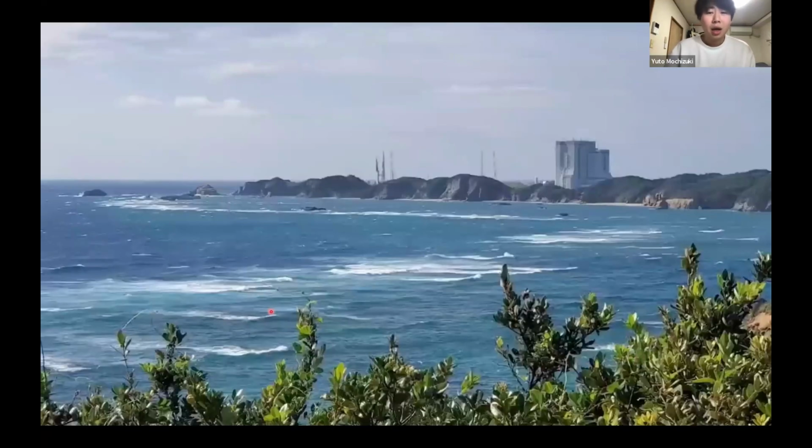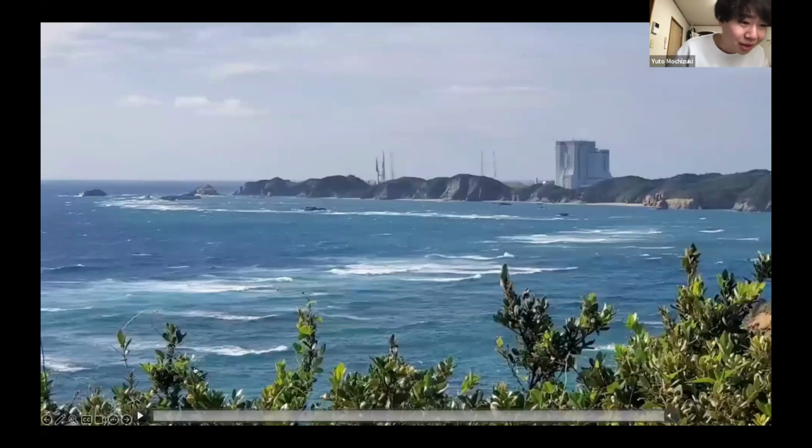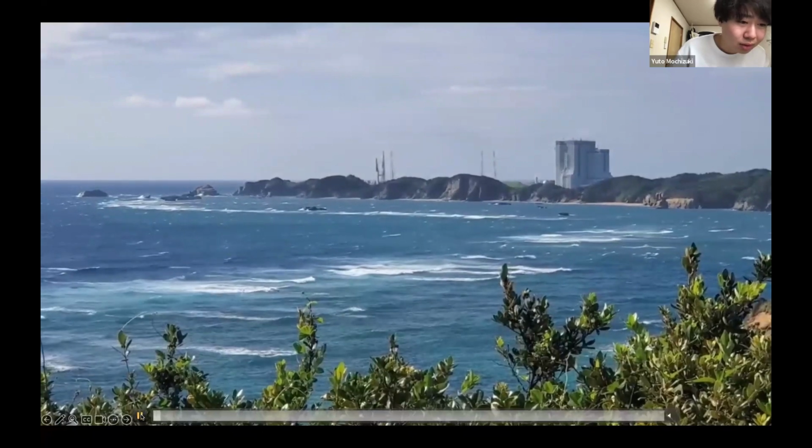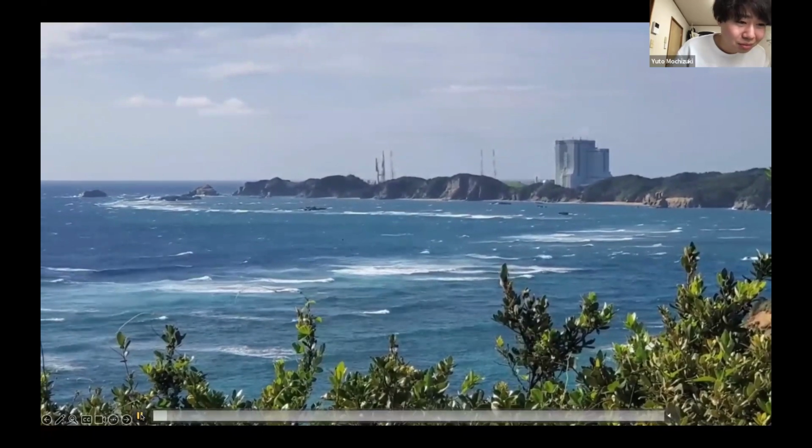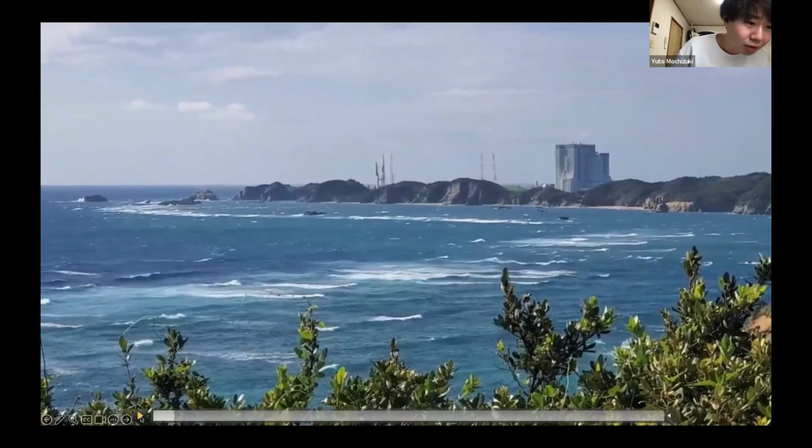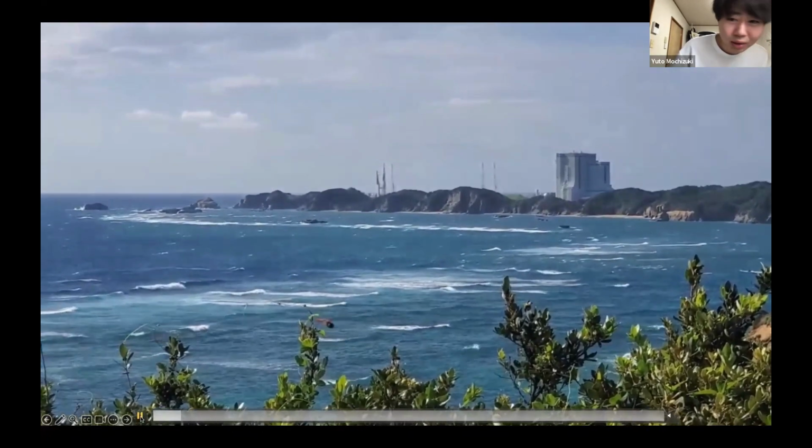Okay, and I would like to show you the launch moment of the XRISM satellite on the H3 rocket. Please be mindful of the volume. Can you hear the sound from the movie?